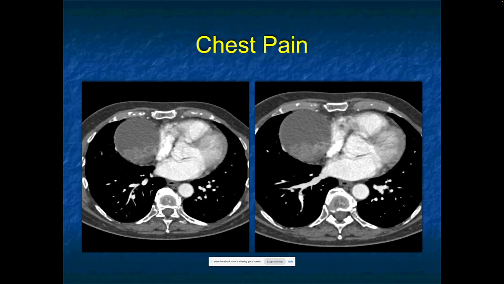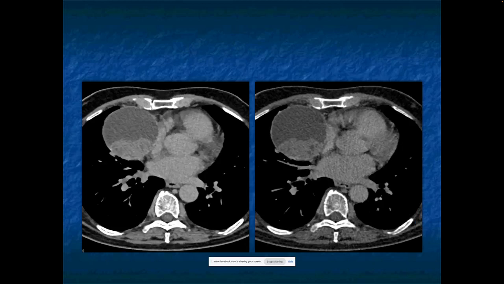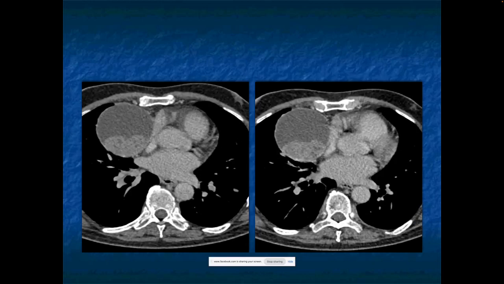Here's another mass, but it's a little bit lower. It's eccentric. It's cystic with some layering. Could this be a duplication cyst that bled at some point? That's a possibility. Could it be a cystic thymoma, low lying? That would be a possibility. Could it be a teratoma? Some material within the lesion? That would be a possibility.